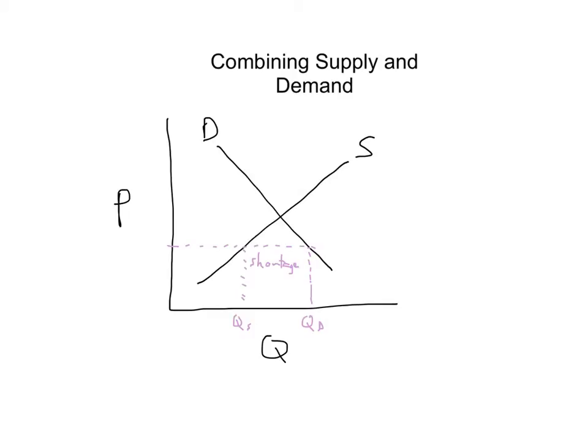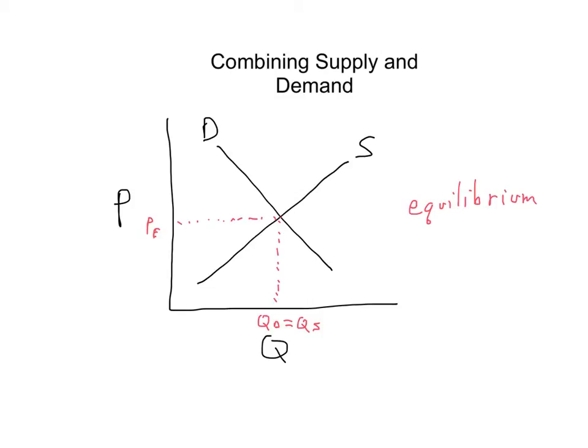Okay, now let's get rid of this, and let's look at another price. I'm going to try to draw this carefully. Let's look at this price right there. Okay, that price right there. At that price, quantity demanded and quantity supplied are exactly the same thing. And this situation, we're going to call equilibrium. And that price, we're going to say is equilibrium price.